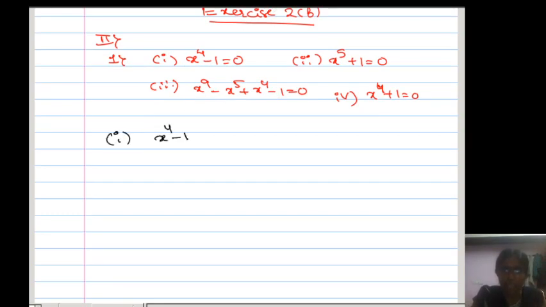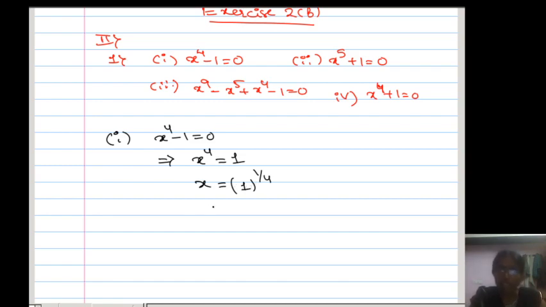X power 4 minus 1 equal to 0. I need the x value. How to find this x value? X power 4 minus 1 equal to 0 implies x power 4 is equal to 1. Then x is equal to what? 1 power 1 by 4. What is the meaning of this? X value is equivalent to 1 power 1 by 4, which means the fourth root of unity. So if you find the fourth root of unity, that is nothing but x. You have four solutions. We have already done a number of problems on how to find the nth root of unity.